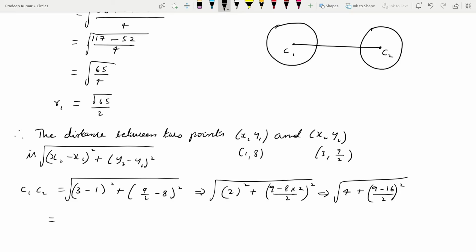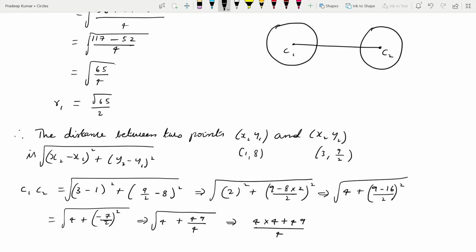So I can write this as 4 plus (9 minus 16), so we'll just be getting it as minus 7 by 2. Of course, the whole square is there. So I can write this as 4 plus (minus 7 by 2) whole square. Minus 7 whole square, in the sense we'll be getting that as plus 49. 7 square is 49 and 2 square will be getting it as 4. So now we can just do the LCM here. So I can write 4 into 4 plus 49 by 4.